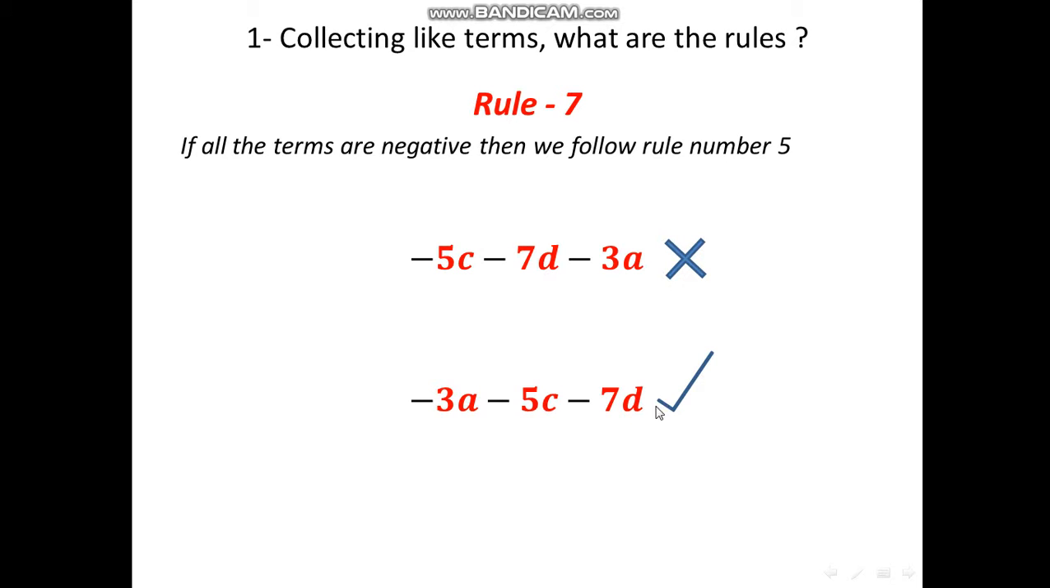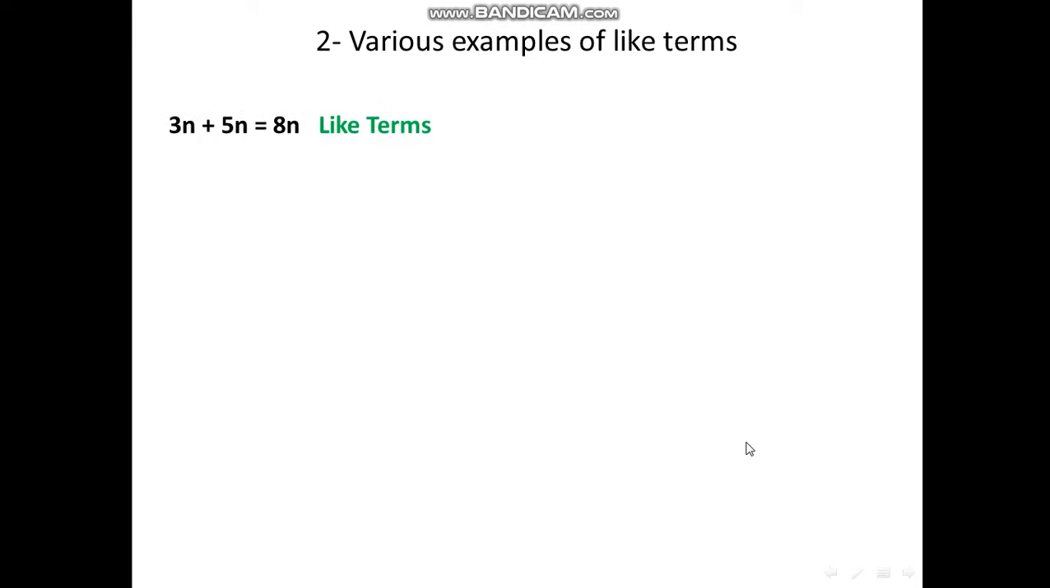But when there is something positive between them, the positive one comes first and then the negative ones. But now because they are all negatives, we take the alphabetical order. Now this is a lot of various examples.